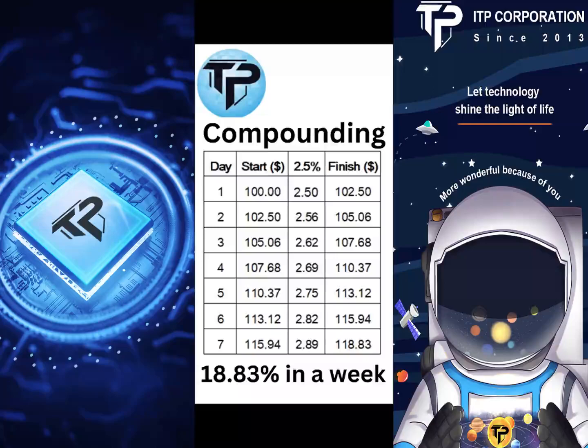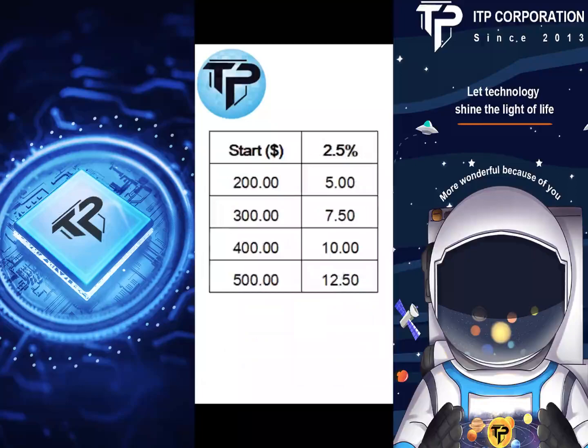I'm not going to go through this day by day for all the 7 days, but if you just look down the third column, the 2.5% column, you can see each day the amount you make increases. And by the end of the week, you've made 18.83% in a week. So we looked at it with $100. When you get up to $200, you're making $5 a day. On $5 a day, that takes you 20 days to make your next $100. By the time you're on $400, you're making $10 a day.